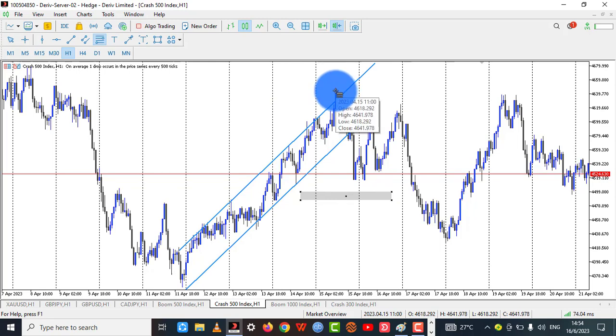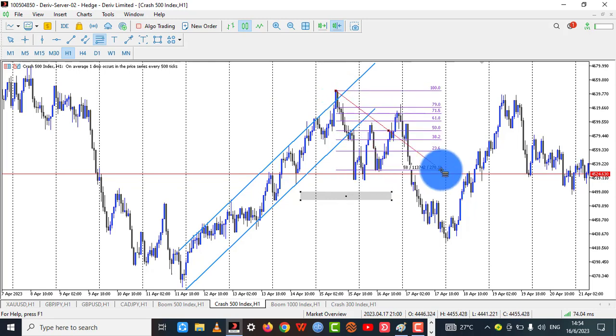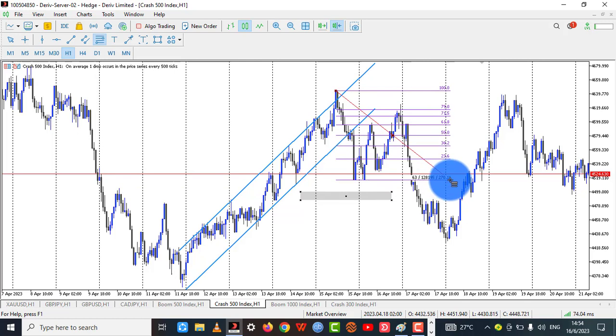There is what we call the Fibonacci retracement tool. You can use the Fibonacci and wait for price to come back to your 71% level or your 79% level. When price comes back to the 79% level or 71.5% level, look for a supply zone and then enter off that supply zone, and then put your stop loss just slightly above this high.